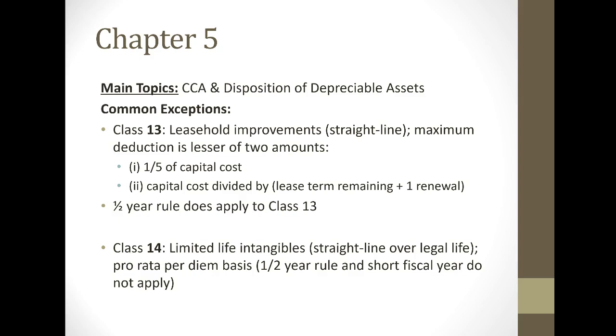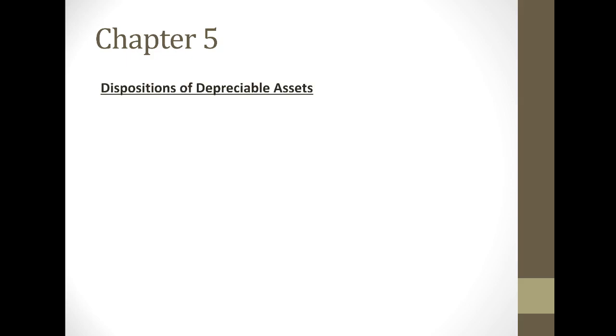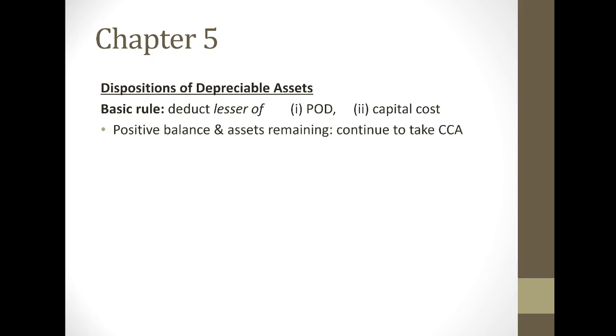Moving on to the next slide, we're going to talk about the disposition of depreciable assets. Now, this is a particularly challenging topic for most students. The basic rule is that when you dispose of depreciable assets, you deduct from the CCA class the lesser of the proceeds of disposition or the original capital cost. Now, when you do that, there could be a positive balance that remains in that CCA class. Now, if there are assets still remaining in that CCA class, you just continue taking CCA.